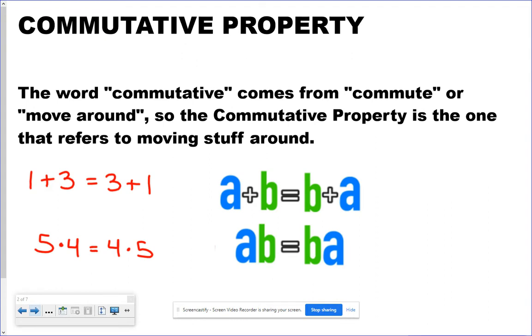Okay, so anytime we flip or move around numbers or letters, okay, that's the commutative property. And we can only use this with addition and multiplication. Okay, so if you want to write that part down too, addition and multiplication only. Okay, obviously it doesn't work for subtraction for obvious reasons. If I do 1 minus 3, that's not the same thing as 3 minus 1. And same would go for division. I wouldn't get the same thing if I did 5 divided by 4 and 4 divided by 5. So that's why we only have addition and multiplication for the commutative property.